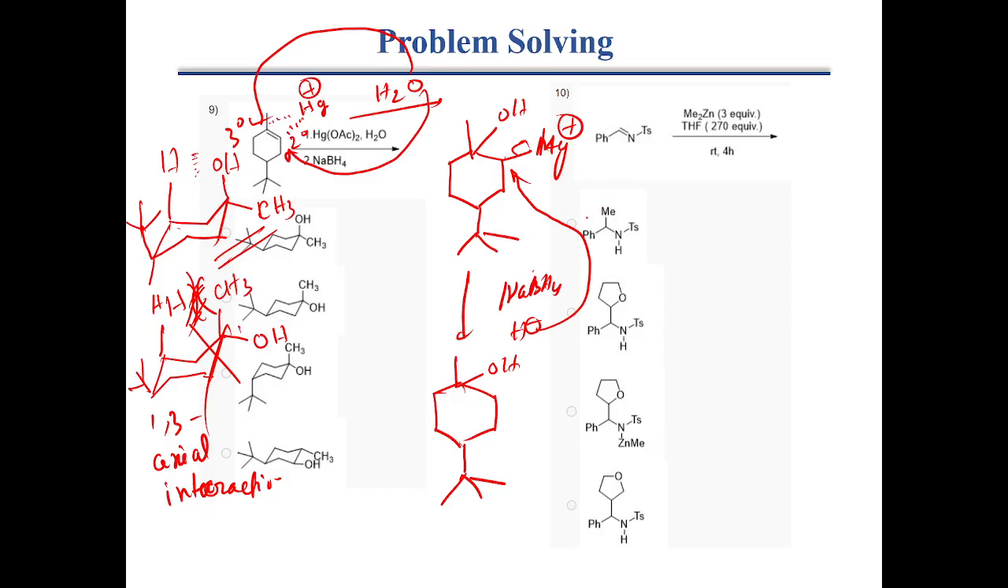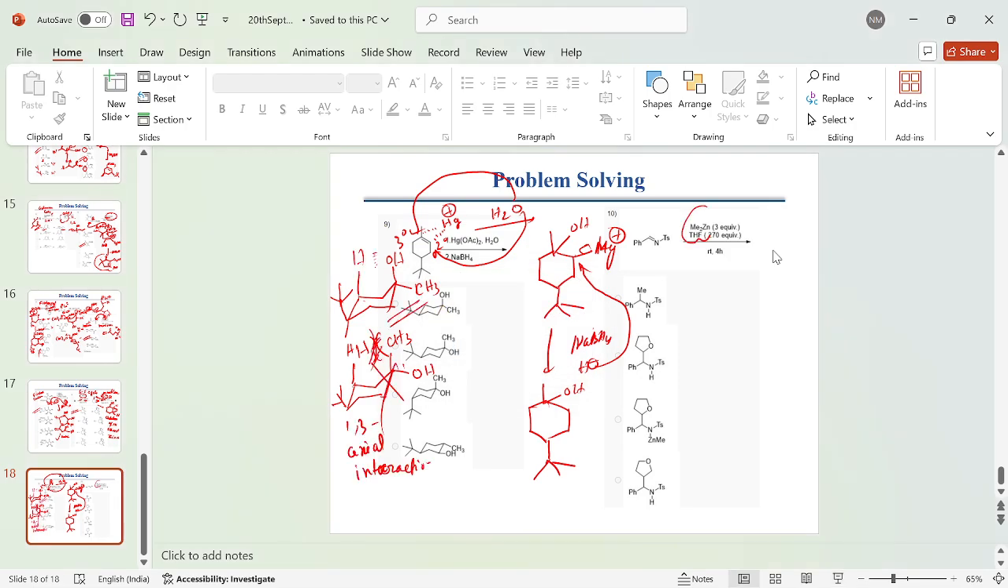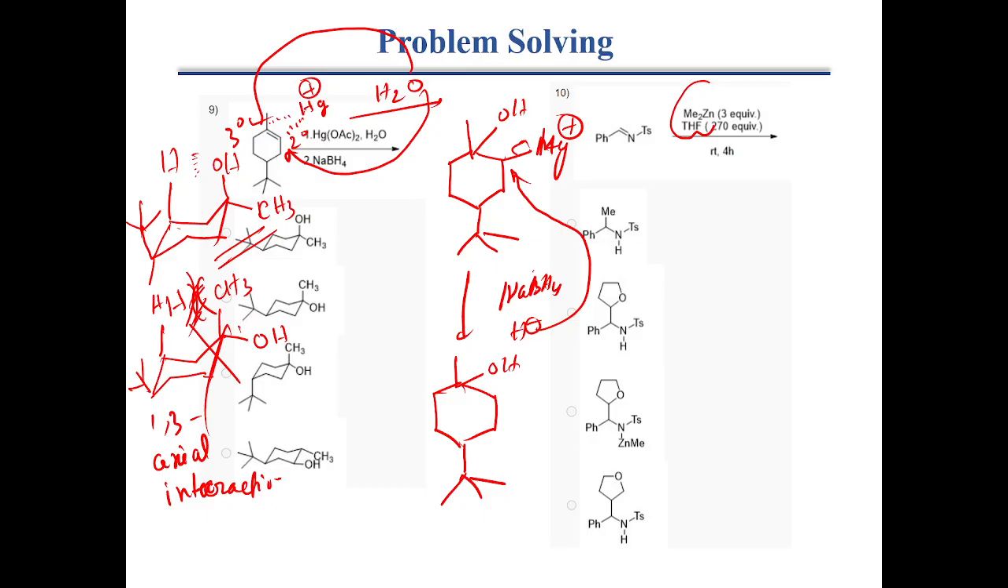Now, the number 10 is the dimethyl zinc. So dimethyl zinc and THF will undergo radical reaction. So dimethyl zinc, in presence of oxygen, undergoes a radical reaction forming methyl radical.